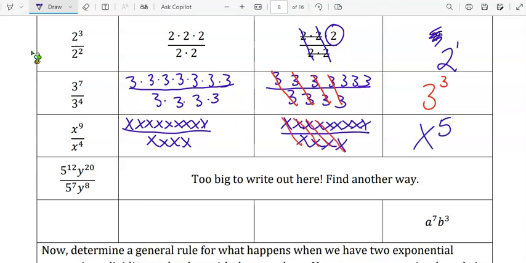Alright, now we have 5 to the 12th power times y to the 20th power, all over 5 to the 7th power times y to the 8th power. If it gets any bigger than a power of 9, that would be too big. You want to use the formula instead. And then we have a to the 7th, b to the 3rd. You can have multiple things here. Write something out here where it has a to the 7th and b to the 3rd, and then more a's and more b's that would cancel out, and write those.